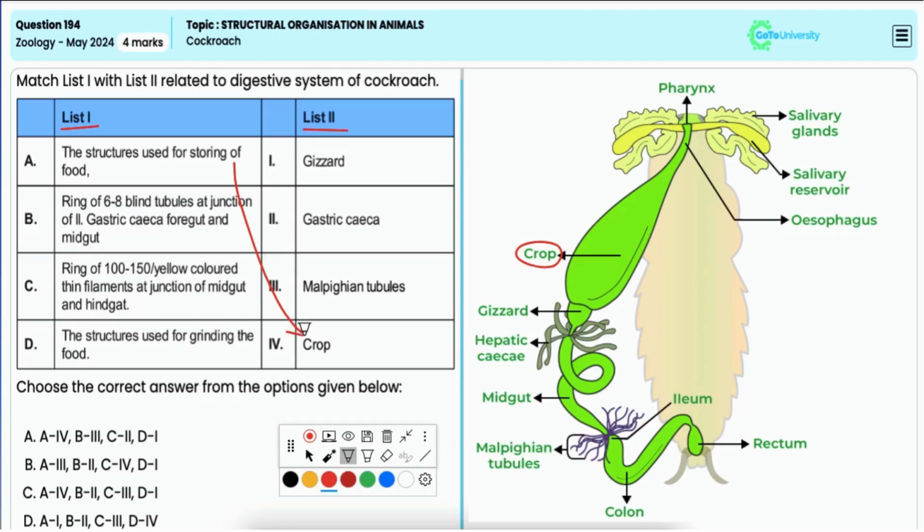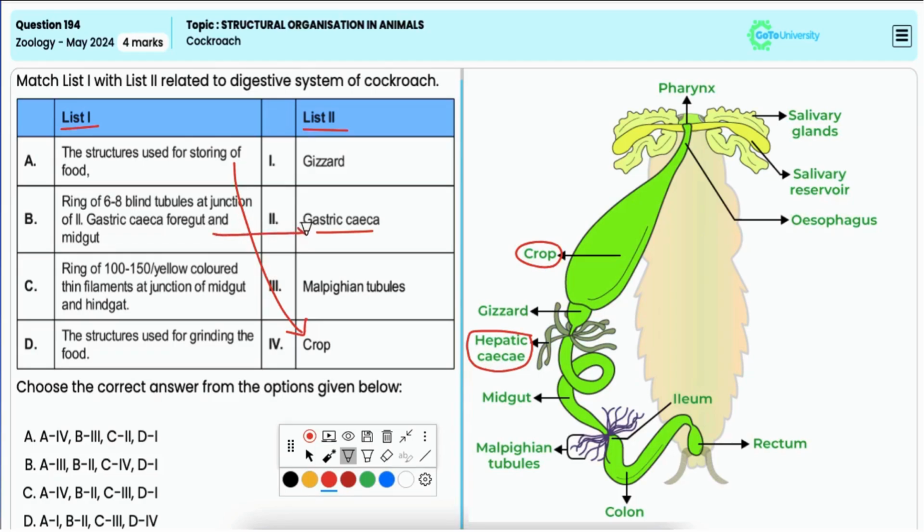Now, gastric ceca comprises of a ring of 6 to 8 blind tubules at the junction of foregut and midgut in cockroach, which assist in secretion of digestive juices. Thus, B matches with 2.